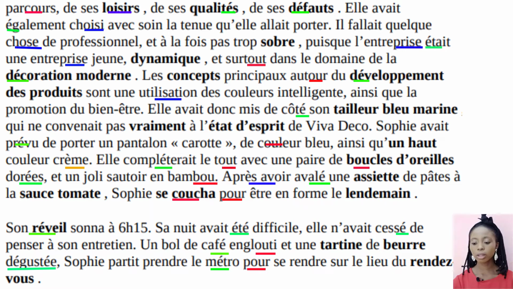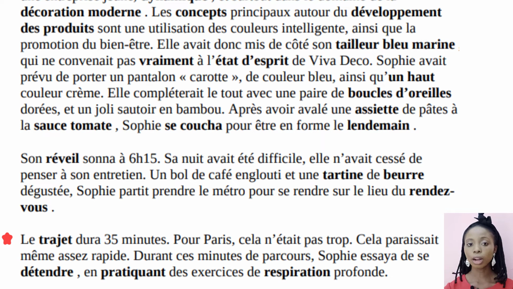Pour se rendre, pour se rendre. So we have our pour, our OU. Okay? Pour se rendre sur le lieu du rendez-vous. Comment c'est? Quand vous savez où ça nous est, our V plus où, we have vous. Le trajet dura 35 minutes. Pour Paris. Cela n'était pas trop. Cela paraissait même assez rapide. Durant 5 minutes de parcours, don't forget our usant, Sophie essaya de se détendre. Don't forget our E accent aigu, détendre.